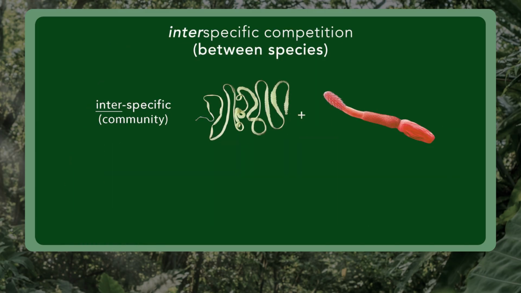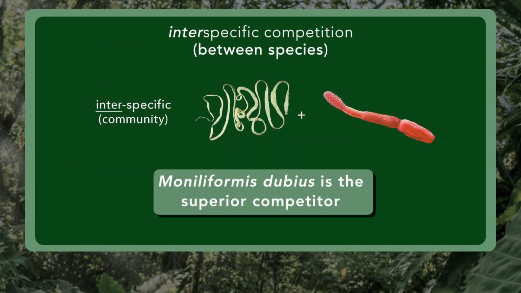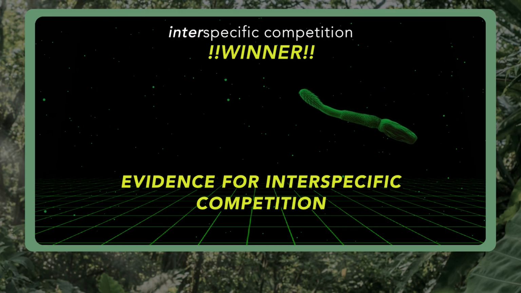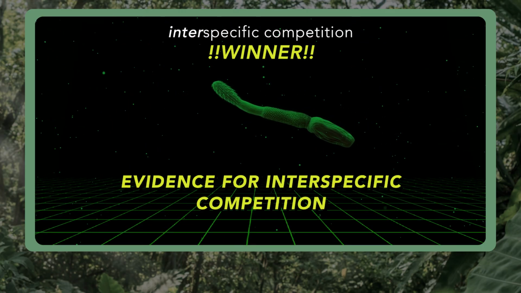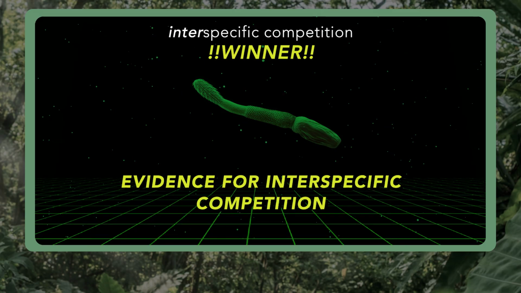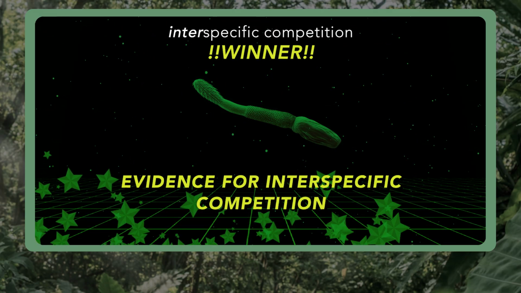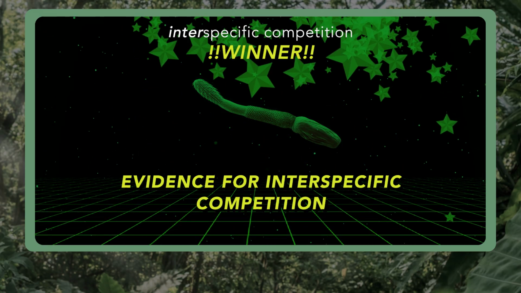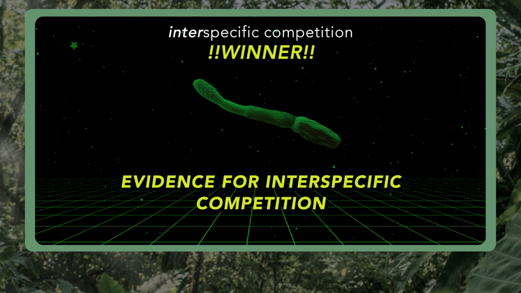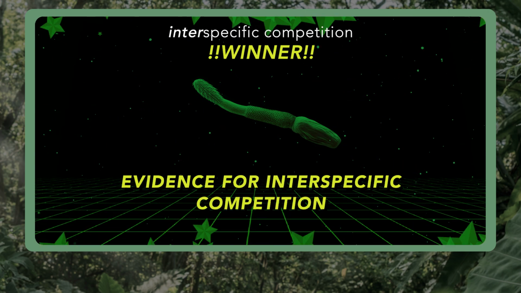What we can infer from this is that Moniliformis dubius is the superior competitor. It's better at getting those anterior attachment sites that both species want, and it displaces the inferior competitor, our poor rat tapeworm, from its preferred habitat and throws it into habitat where it doesn't do as well. We see evidence for interspecific competition here.